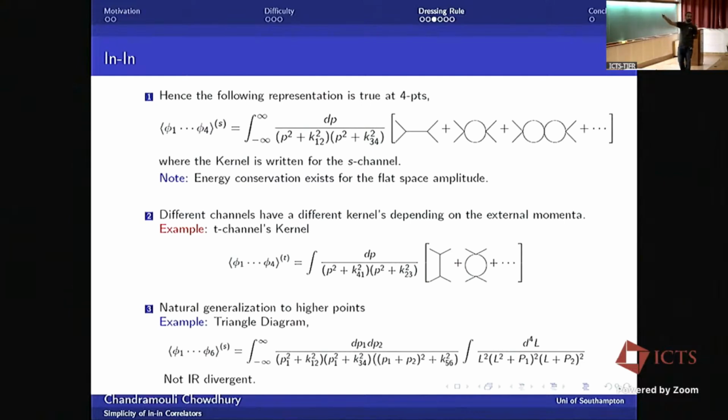Good. So for the T channel, you would have a very similar representation with these labels getting switched, but there's a similar expression. But the nice thing here is it generalizes to higher points, again, in a very simple way. Say you want to do the triangle diagram, you insert the triangle Feynman integral, and then just multiply with some kernels.